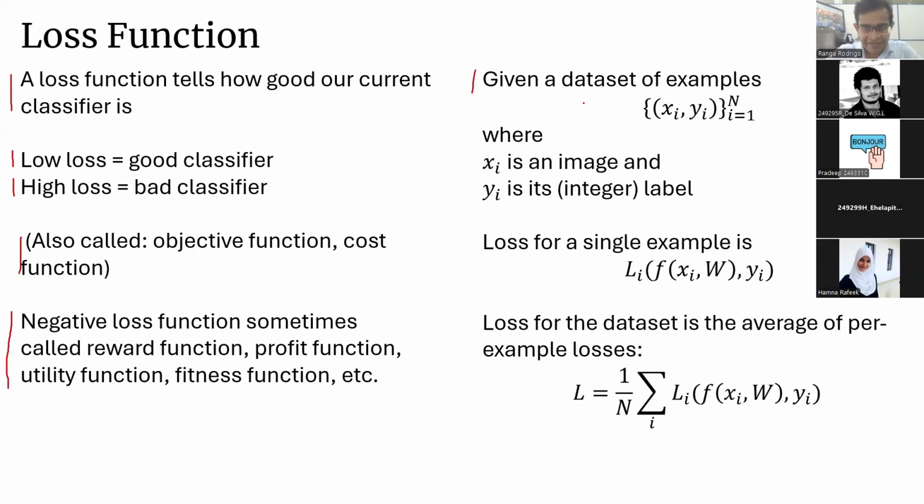So given a data set, we have examples from 1 to n, that many images. Xi is the image, and yi is its label, an integer label, 1 to 10, or 0 to 9. Loss for the single example is Li. This is the scoring function, and this is the correct label. Loss for the dataset is the average of example losses. So we take all n examples, we sum them, and we divide by n to get the average.